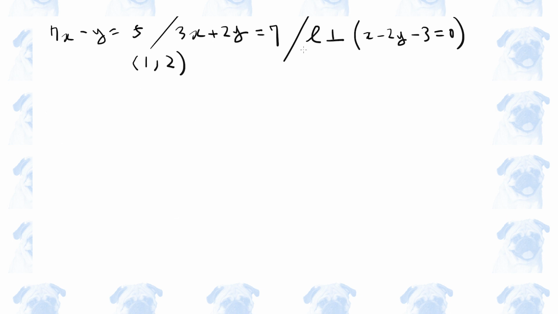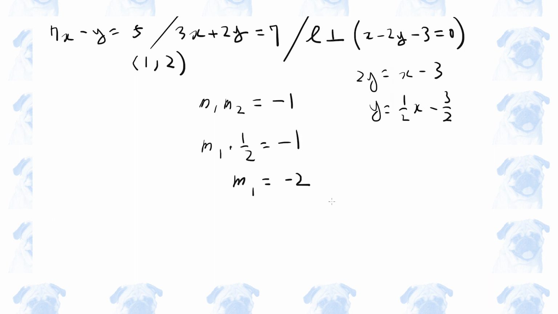Now, we are also told that line L is perpendicular to this line. So let's find the slope of this line. If two lines are perpendicular to each other, the product of the two slopes must be equal to minus 1. The slope of L must be minus 2. So what is the equation of a line with the slope of minus 2, which goes through the point 1, 2? The answer is y equals minus 2x plus 4.